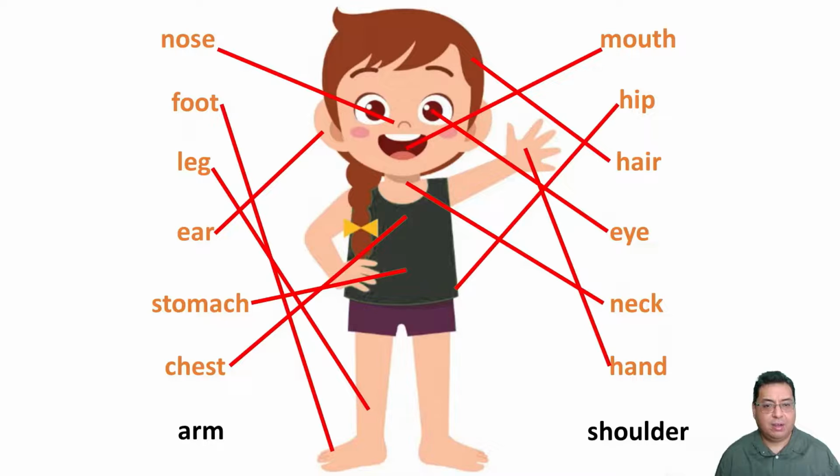And then arm, where is this person's arm at? Well, their arm is right here. And the last word here is shoulder. And shoulder will be located right here. Okay, so I'm just having you do lines to where the body parts go for this part of the video.